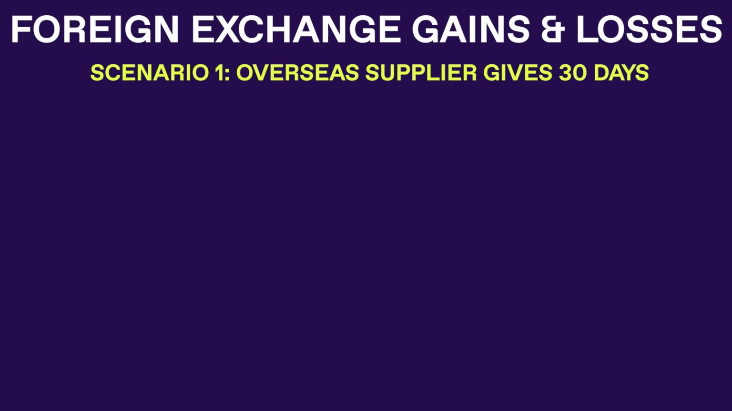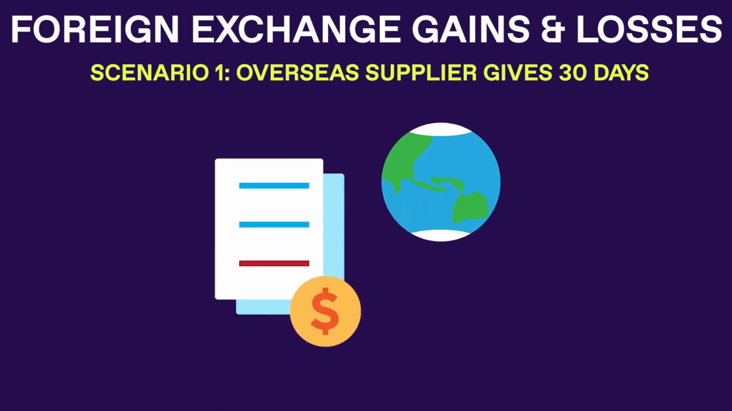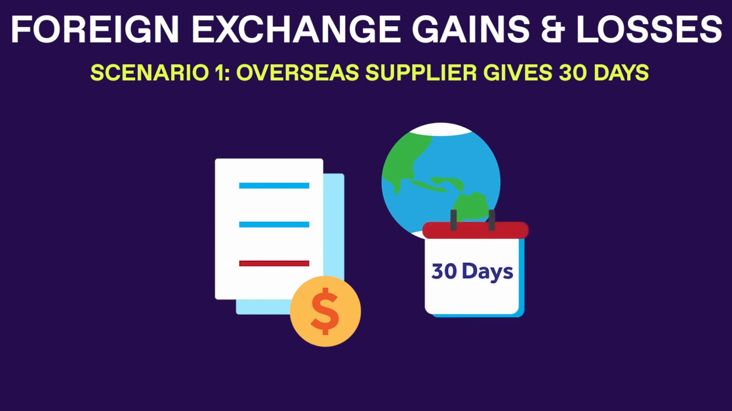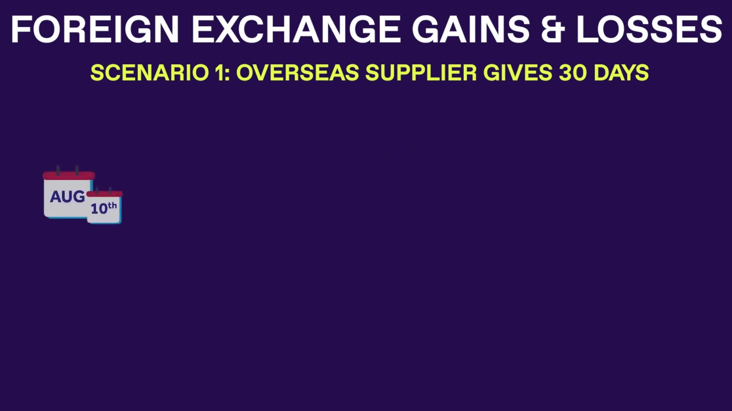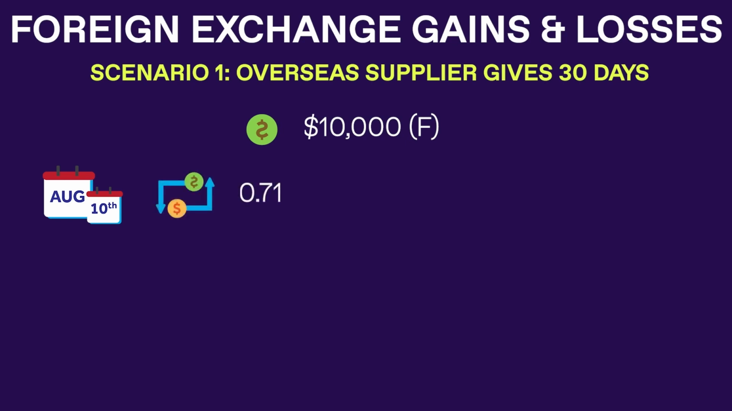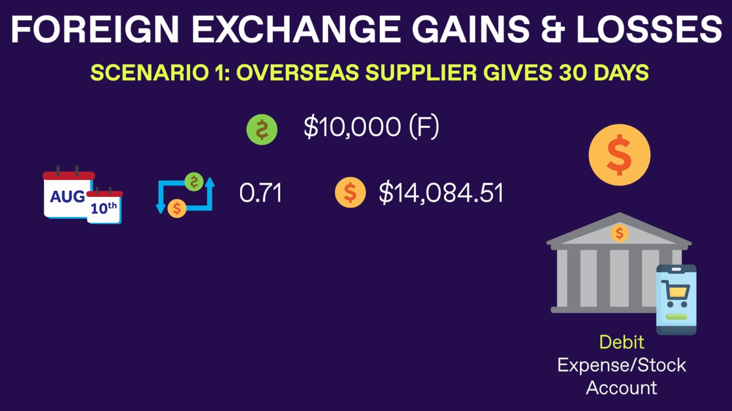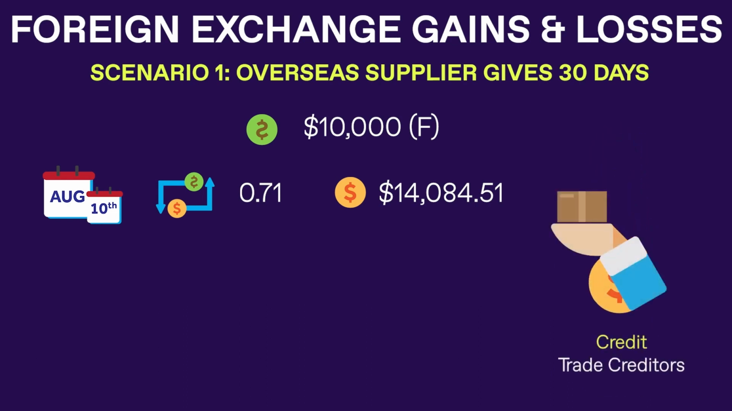The first example we're going to go through is when we receive an overseas invoice and they give us 30 days to pay the invoice. Let's say the invoice is dated the 10th of August and in the foreign currency it's for $10,000 and the exchange rate of the foreign currency to our currency is 0.71, which means our currency value is $14,084.51. The transaction for that is we would debit the expense or the stock account and credit the creditor. That's the initial transaction. At this point in time, there is no impact on our foreign exchange.